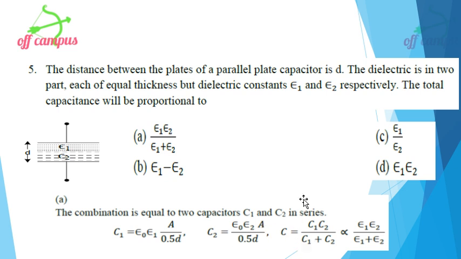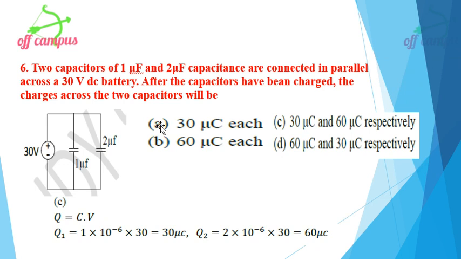So, in a series combination, the total capacitance is C1 C2 divided by C1 plus C2, which is proportional to epsilon 1 epsilon 2 divided by epsilon 1 plus epsilon 2. So, it is proportional to what is given in the question, the total capacitance proportional to this one. So, option A is the right option.